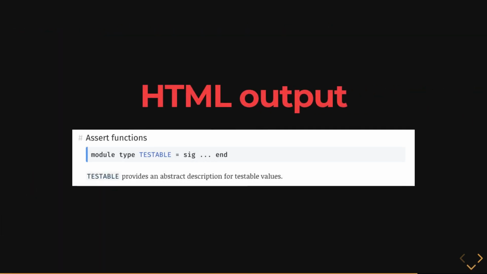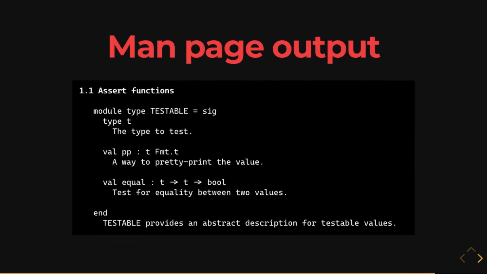Here we can see an example of this in action in an excerpt from the alcotest package. The HTML renderer inlines the short expansion and renders the long expansion as a subpage, whereas the man page renderer puts the long expansion inline, as you can see here.